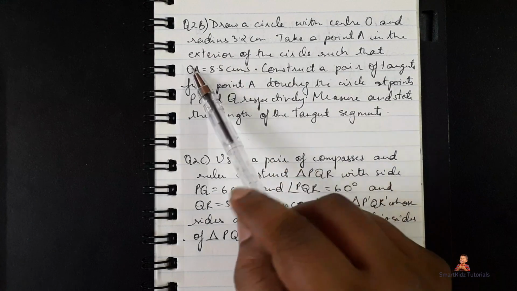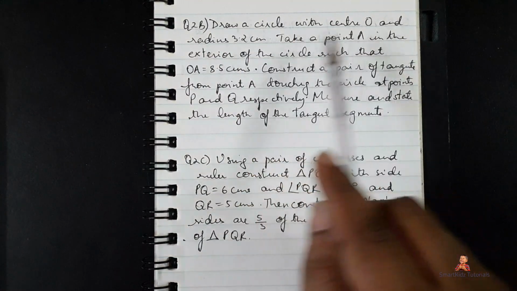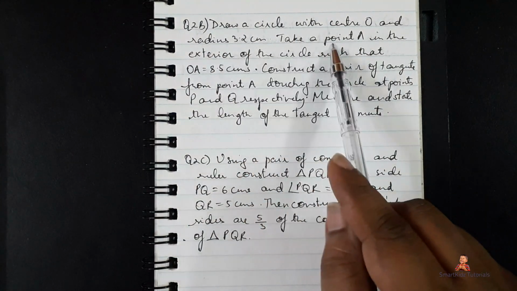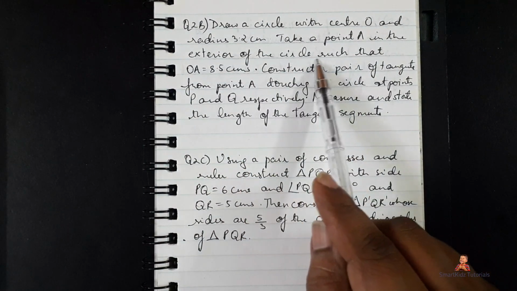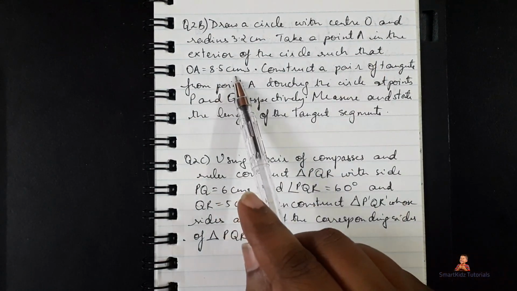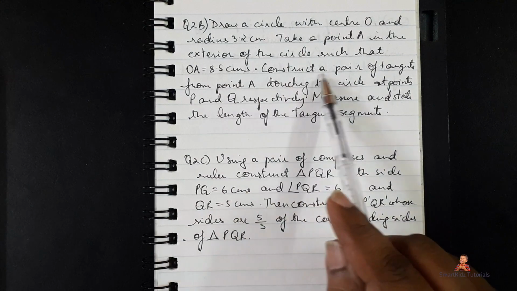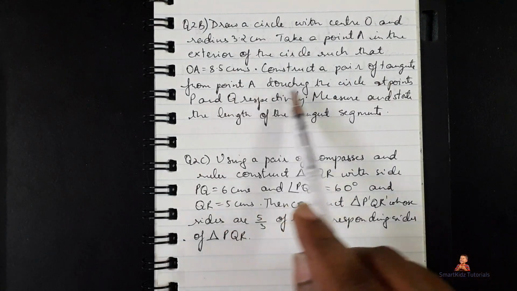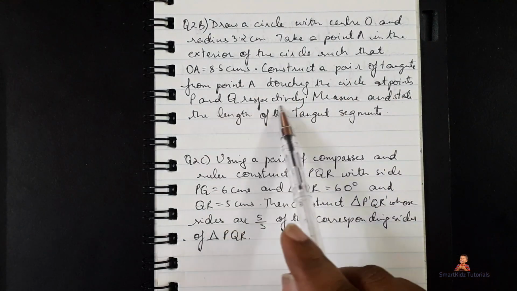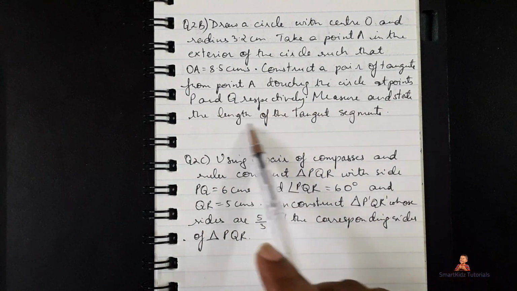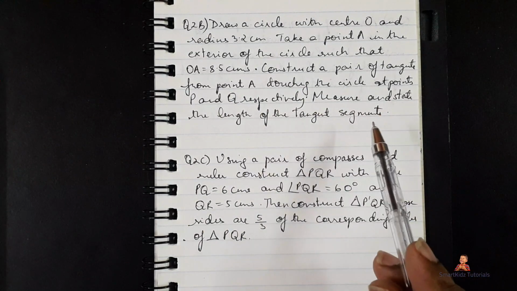So question 2b says, draw a circle with center O and radius 3.2 centimeters. Take a point A in the exterior of the circle such that OA equal to 8.5 centimeters. Construct a pair of tangents from point A touching the circle at points P and Q respectively. Measure and state the length of the tangent segments. So let's start constructing this one.